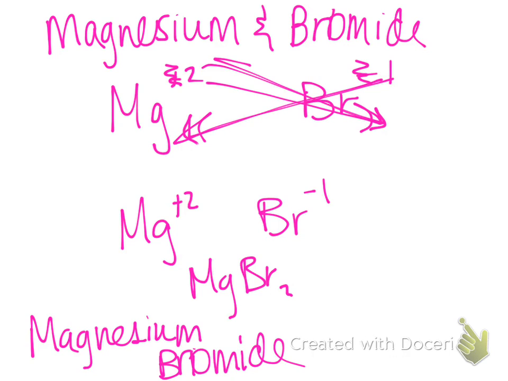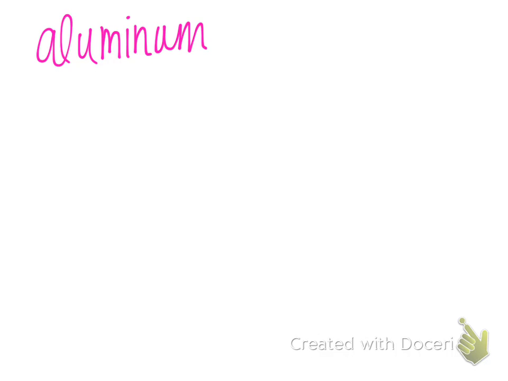Okay, so our anions and our cations have to equal out. We've got 2 bromides that each have a charge of -1, and 1 magnesium, which has a charge of +2. They give us a neutral compound. Let's try another combination between aluminum and oxygen.